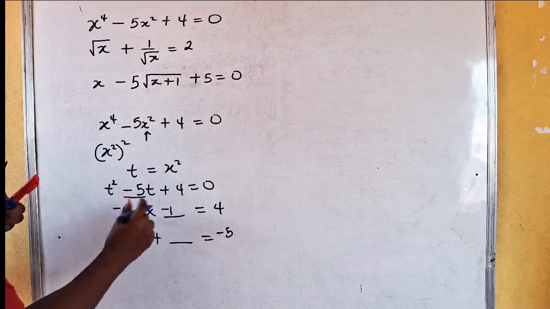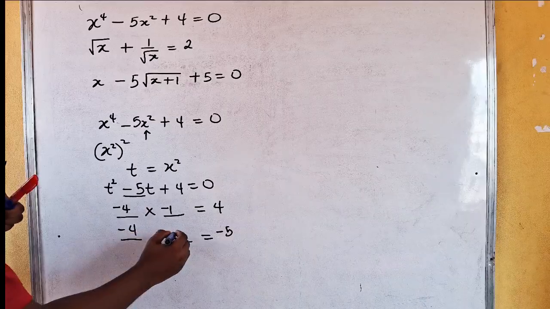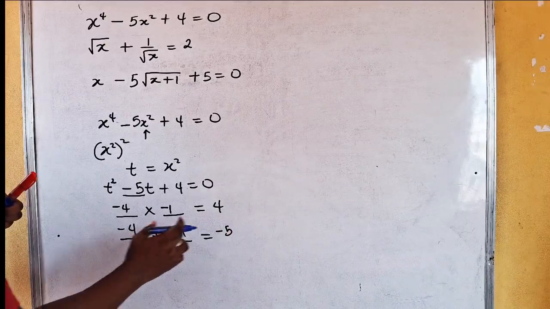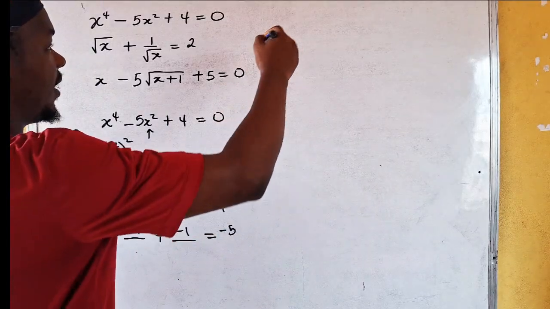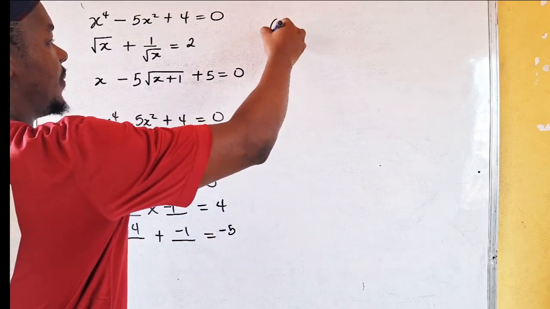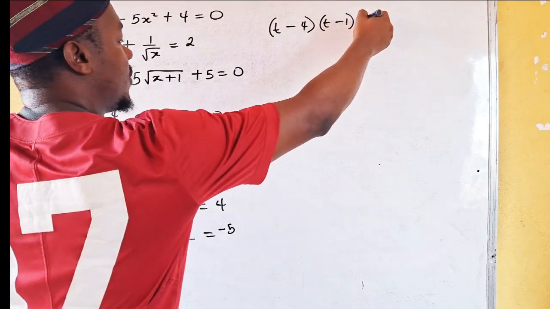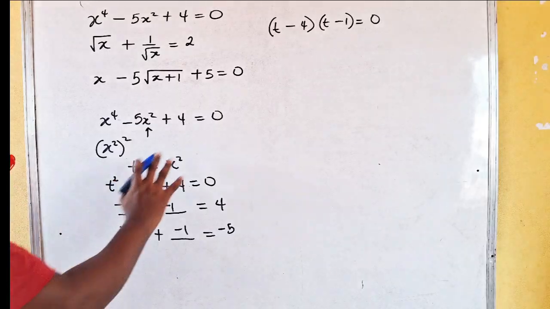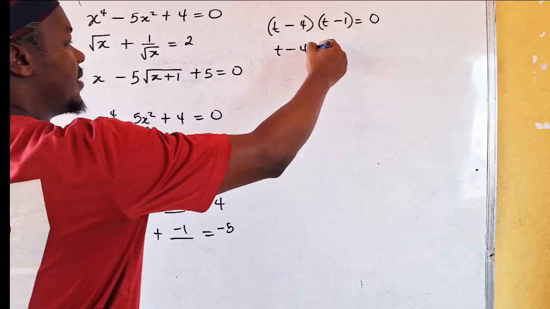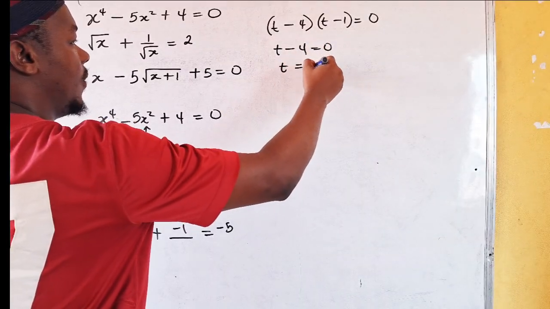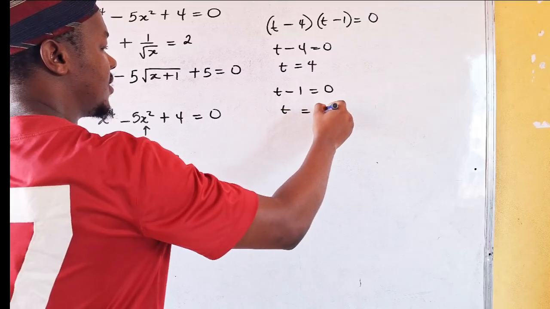So let's put minus signs here. Minus 4 times minus 1 gives you plus 4. And minus 4 plus minus 1 gives you minus 5. These are the numbers we need. So I'm going to do t minus 4, then t minus 1 equal to 0. So this just simplifies into this since I've found both of these. So t minus 4 is 0, meaning that t is 4. And t minus 1 is 0, meaning that t is 1.